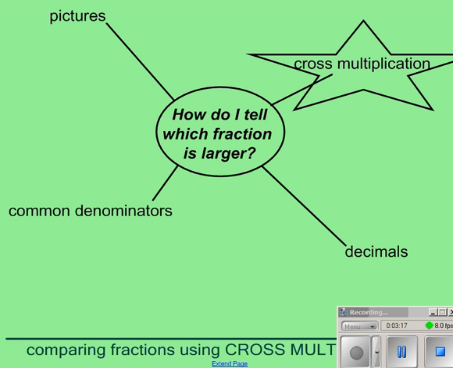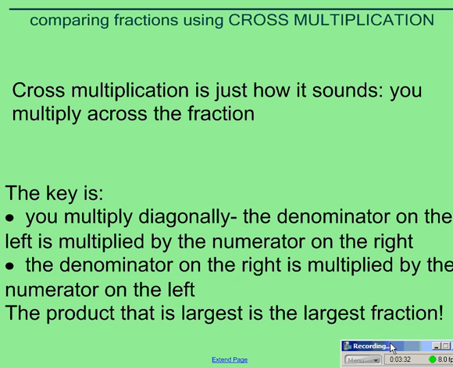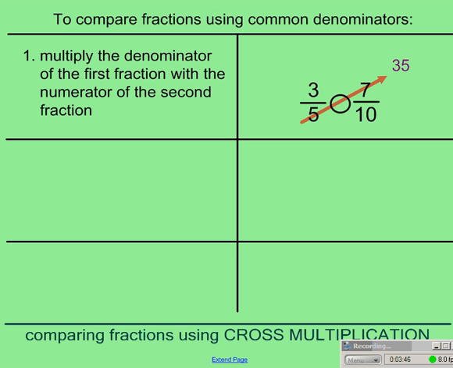All right, this time we are going to look at cross multiplication. Cross multiplication is another strategy to use for this. Cross multiplication is exactly how it sounds. You multiply across the fraction. The key is you multiply diagonally. You multiply the denominator on the left by the numerator on the right, and then you multiply the denominator on the right by the numerator on the left. The product that is the largest is the largest fraction. So let's look at an example.